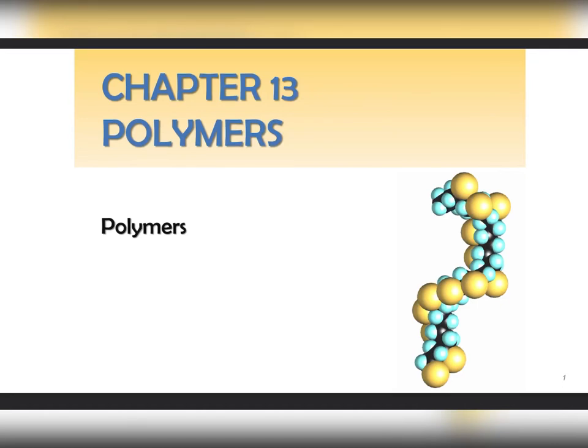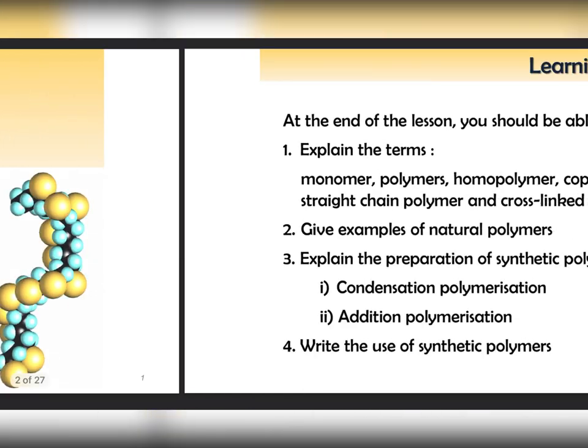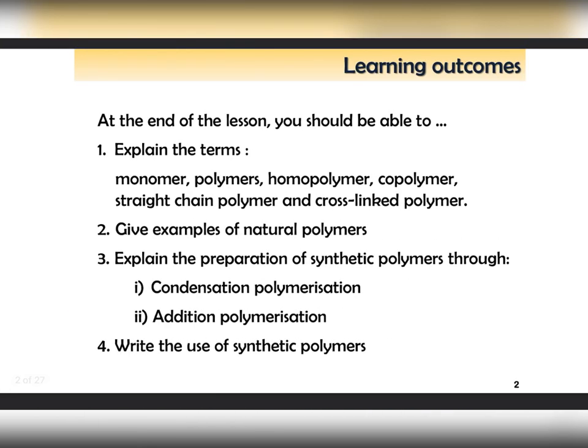So for this video, kita akan masuk the last chapter of your matriculation syllabus, which is polymers. So here are the learning outcomes. At the end of this lesson, you should be able to explain all these terms: monomer, polymer, homopolymer, copolymer, straight chain polymer and crosslink polymer, and give examples of natural polymer, and then explain the preparation of synthetic polymers through condensation and addition polymerization, and write the use of synthetic polymers.